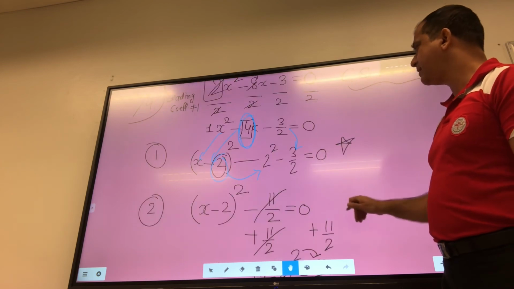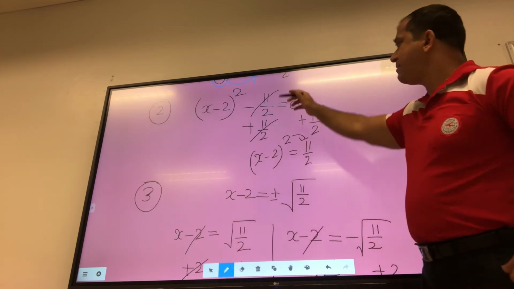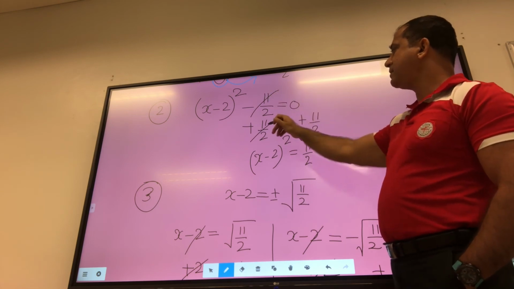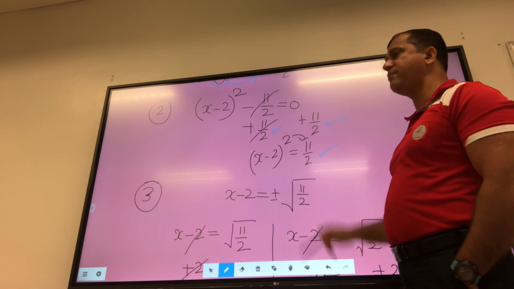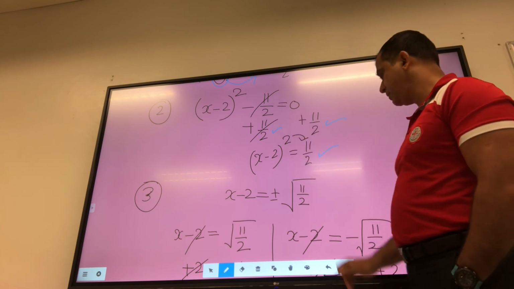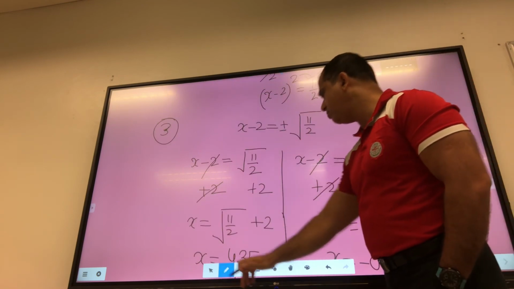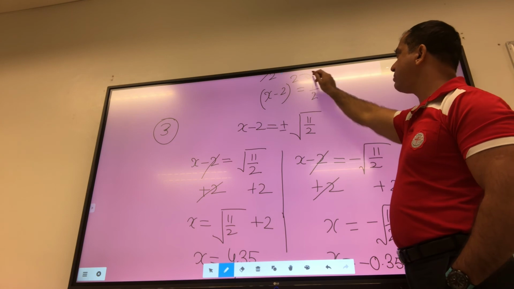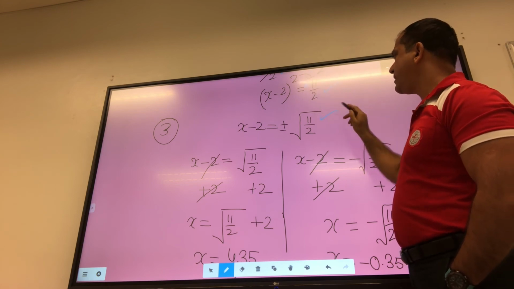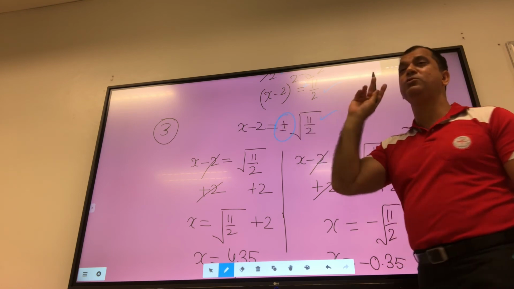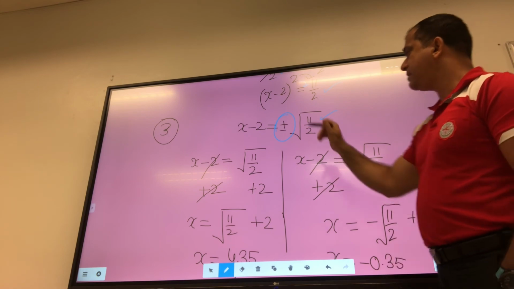After that, the calculation: we get minus 11 by 2 equal to 0, then plus 11 by 2 on this side and that side. We cancel this one, and we get the equation in square form. Clear? Next, step number 3, to simplify this square equation, the rule I explained was changing square into square root. But keep in mind to put 2 signs, one positive, one negative. So this side I take positive.